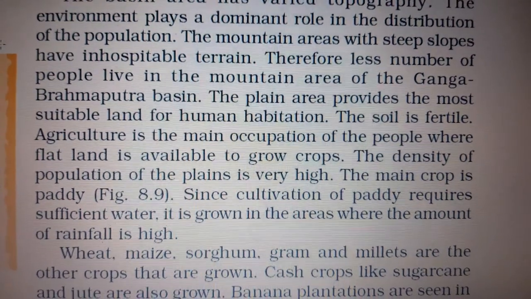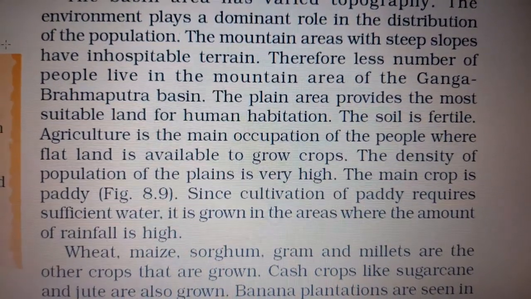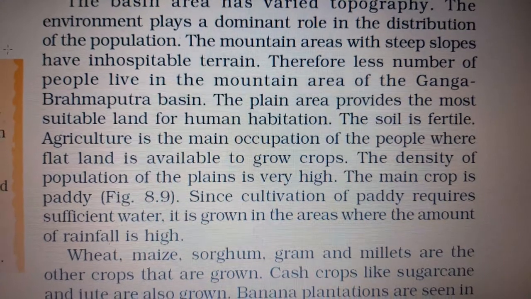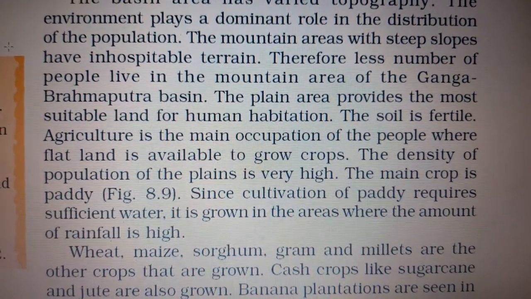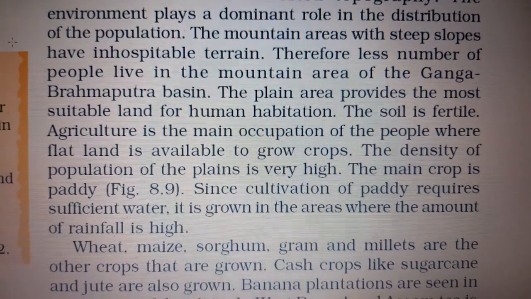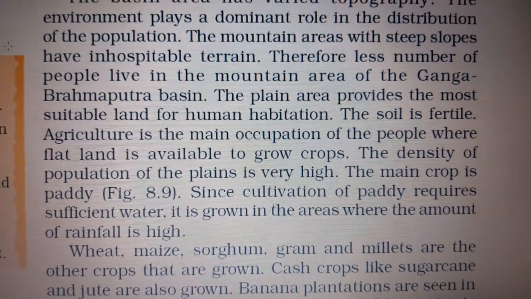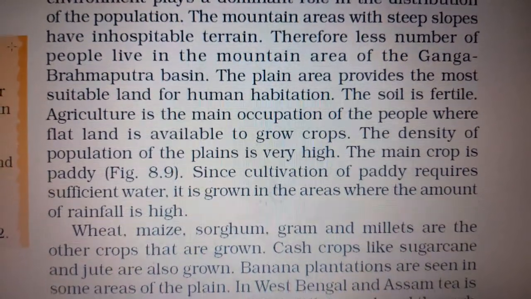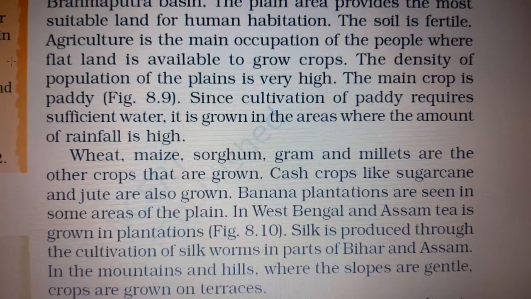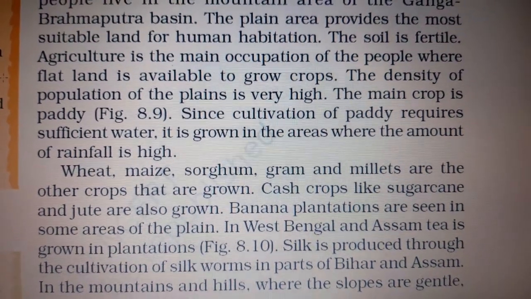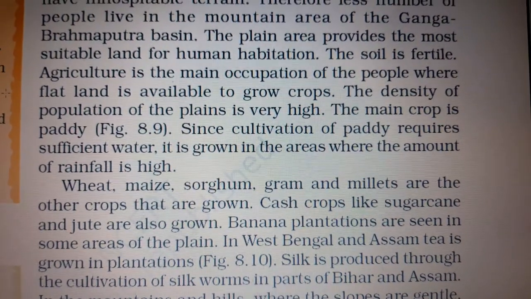The soil is very fertile because that soil comes through these rivers. So soil becomes very fertile. What is the main occupation of the people here? Agriculture. Due to the flat land available to grow crops. And the density of population of the plains is very, very high. What do you mean by population density? We will discuss it next time.